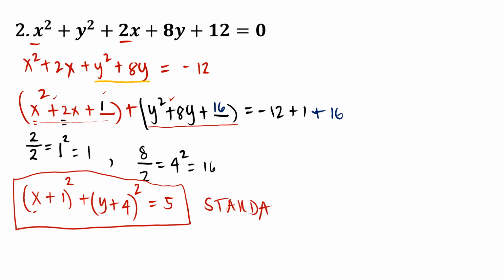And so far, this is already the standard form from the given general form. We can now conclude that from x squared plus y squared plus 2x plus 8y plus 12 is equal to 0, this general form will now be (x plus 1) squared plus (y plus 4) squared is equal to 5.